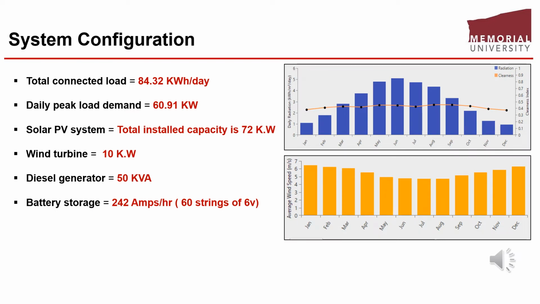Moving into system configuration, as we have previously seen the data for the natural resources availability, such as solar irradiation and the wind speed at the Woody Island, we have developed the hybrid system, which consists of a solar PV system and a wind turbine. The ratings are shown in the slide, as well as a diesel generator, which is also used in the hybrid power system as a backup power supply. Also, for the energy storage, a battery storage system is used, and the ratings of all the components can be seen in the slide.